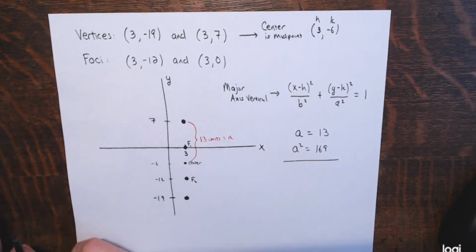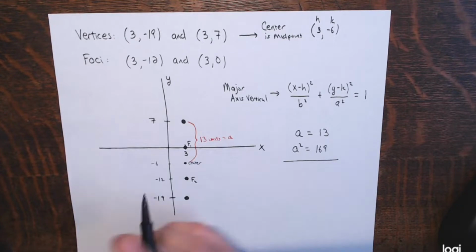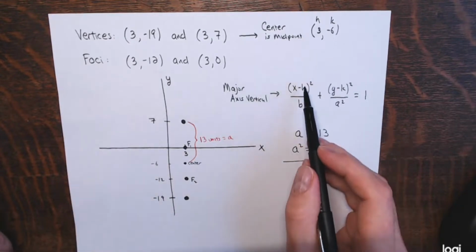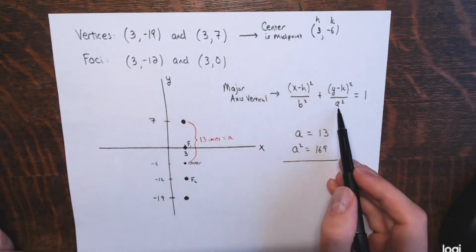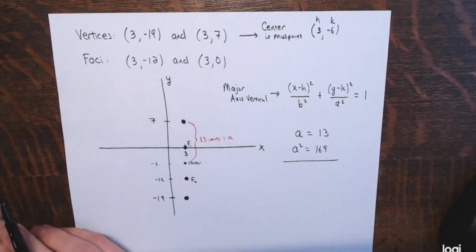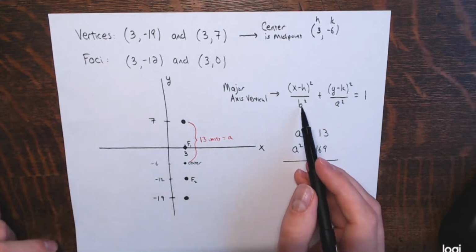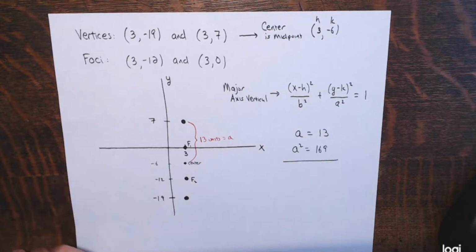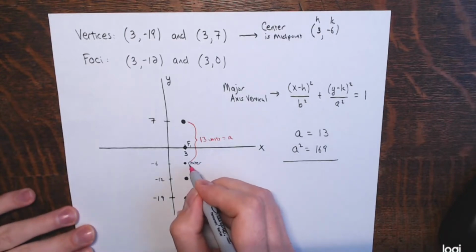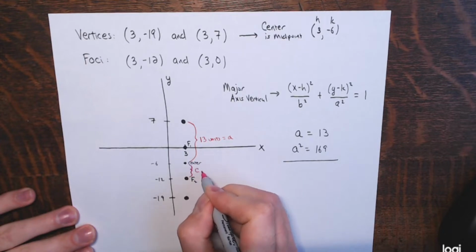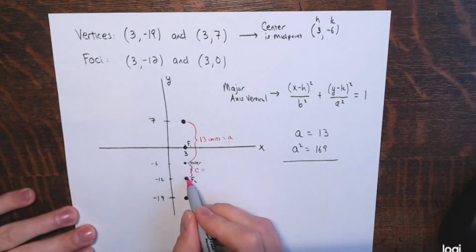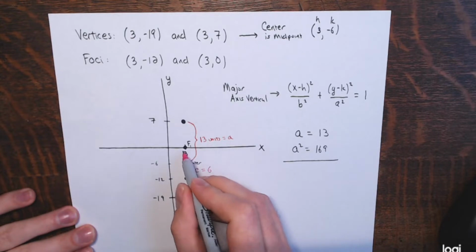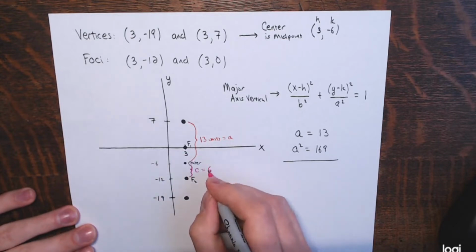Now I just need to figure out the b. I know h is 3 and k is -6. I know a is 13, or a squared is 169. I just need to know b. Now, we don't know b from the picture. From the information they gave us, we know that little c, the distance from the center to a focus, is 6 units here. From the center to either focus is 6 units.